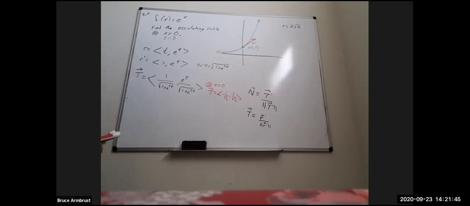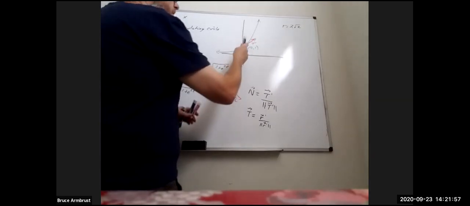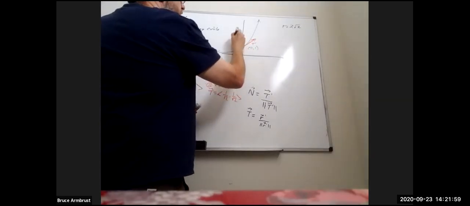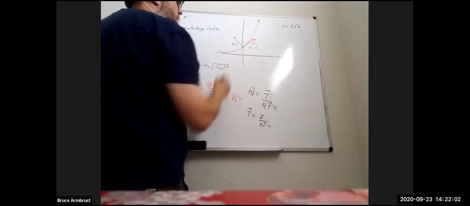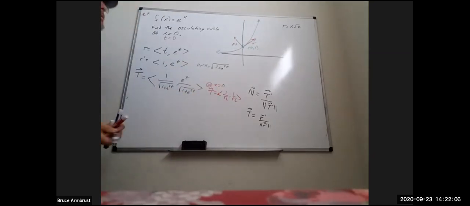All right, so now we got to find N. Before we even calculate it, you know where it's going to point. It's going to point upward. You know that it's going to be orthogonal. So that's what N is going to look like. So those are at a right angle. But let's see if we can figure it out. All right, so we got to get T prime.